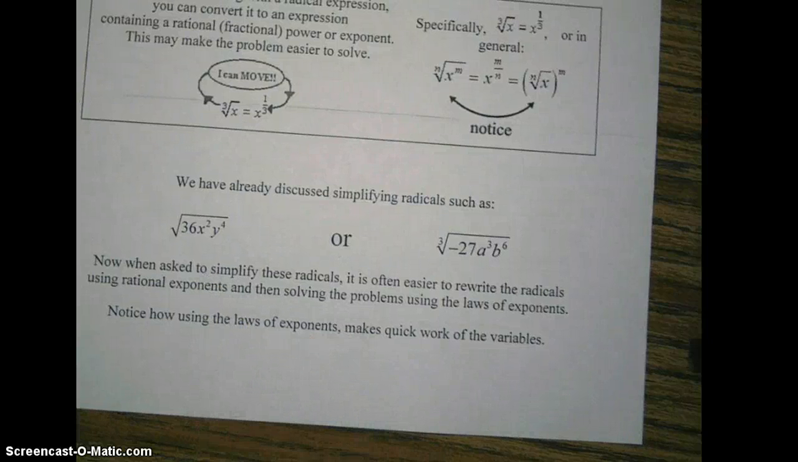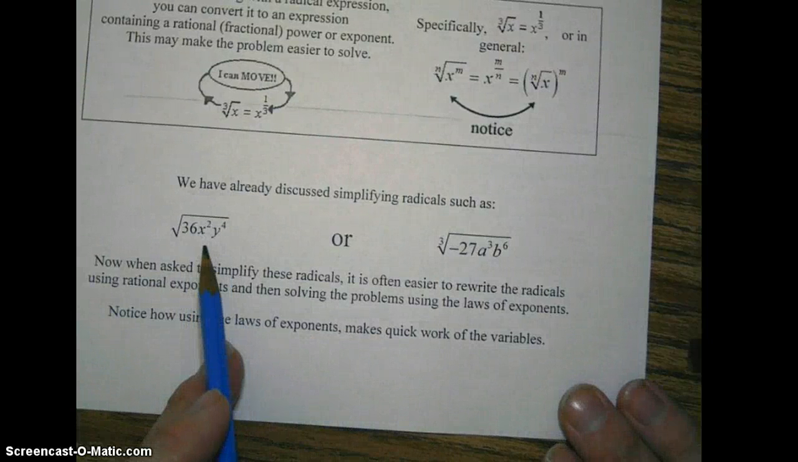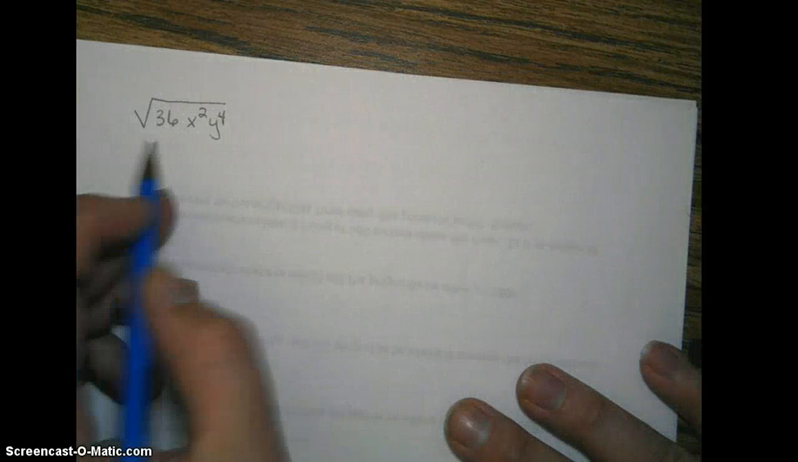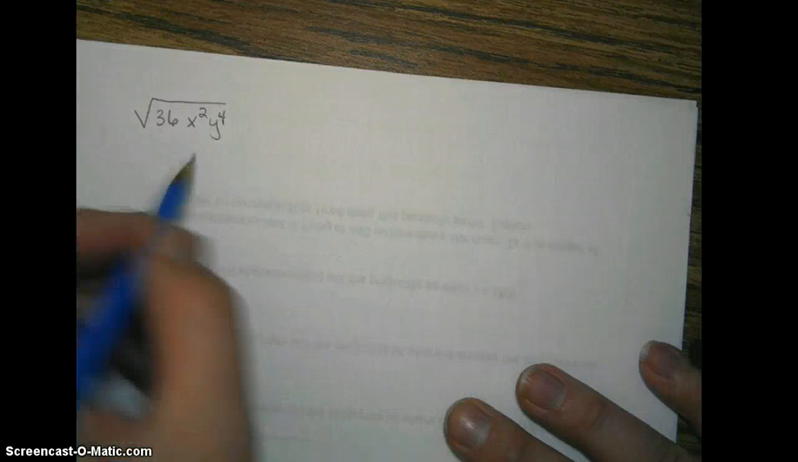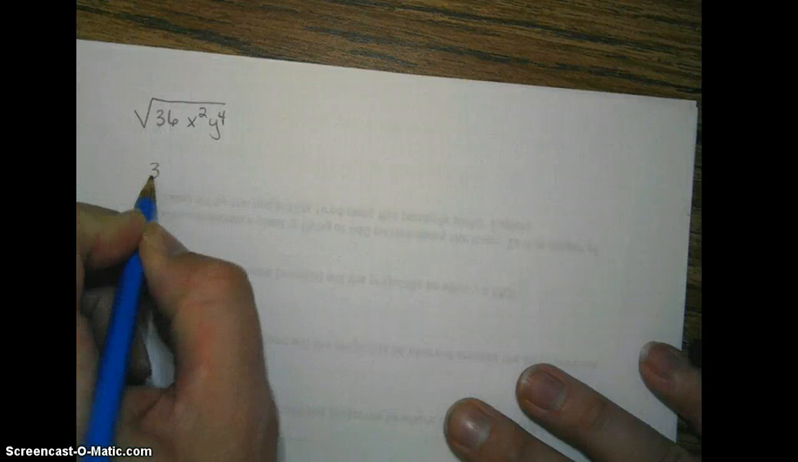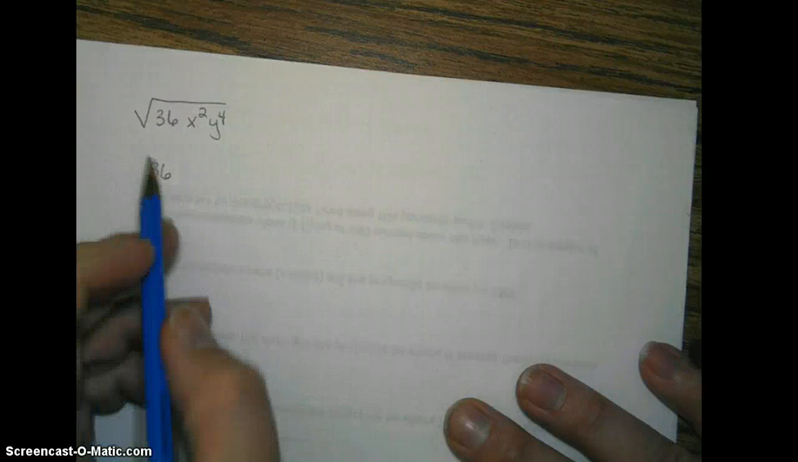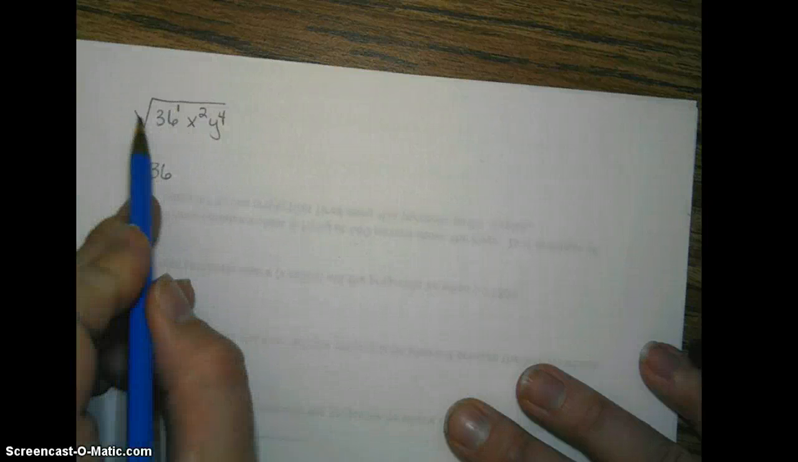down here at this first example. The square root of 36x squared y to the fourth. I'm going to go ahead and write it over here so I have a little bit more room to work. First thing we're going to do is change it to a rational exponent. So 36, okay, is raised to the first power. The root, well, anytime you square root something, the root is 2. So it's going to be 36 to the 1. The power goes first. The root, or the index, goes second.